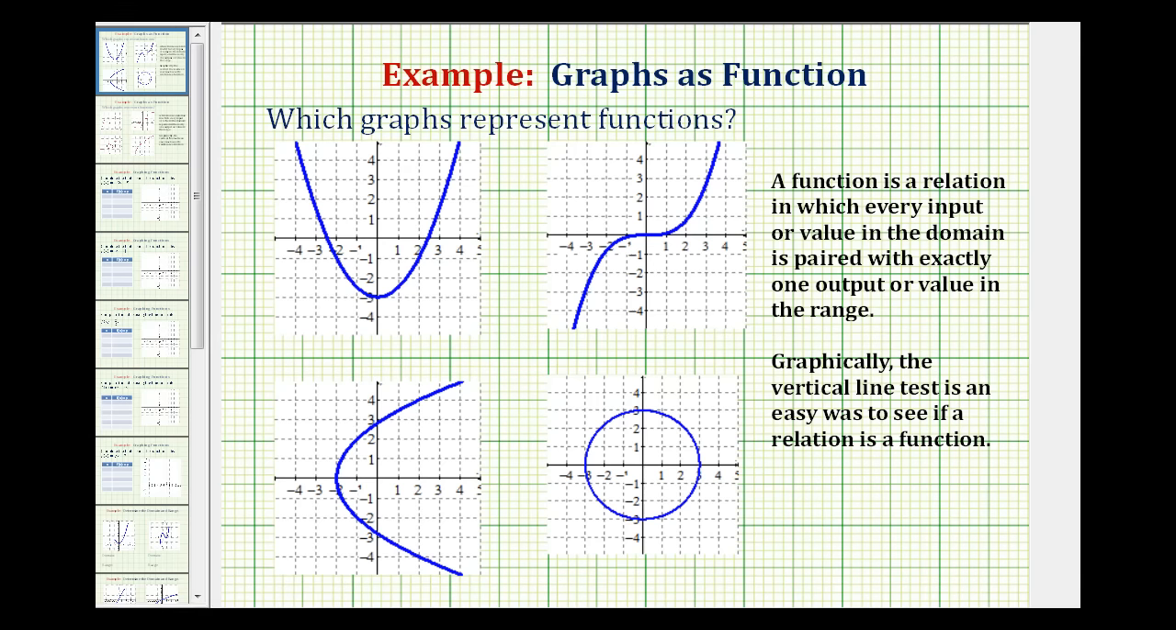We want to determine if the given graphs represent functions. To do this, we can use something called the vertical line test. But let's start with a quick review of the definition of a function.